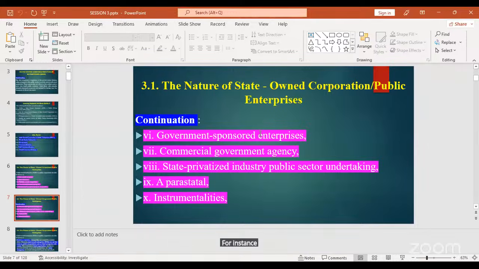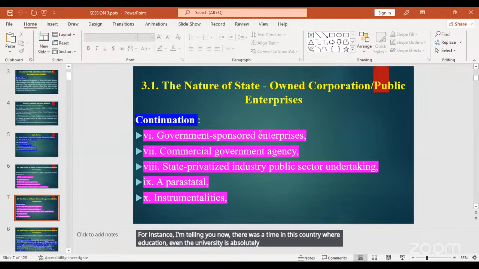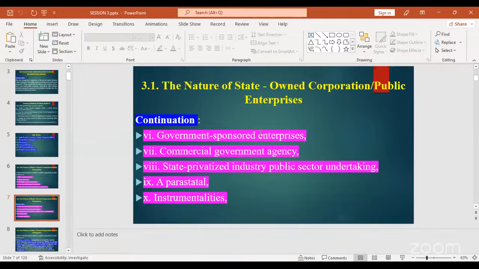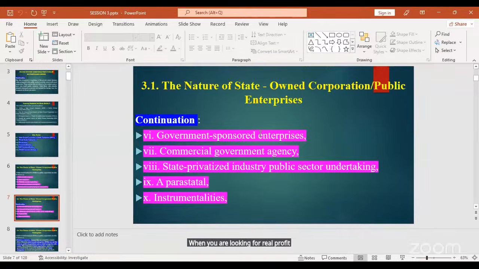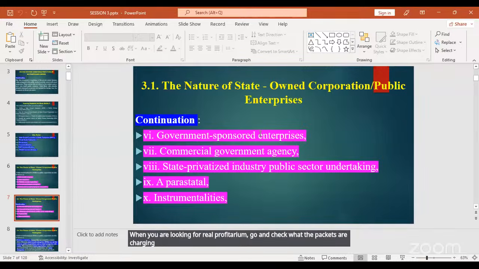For instance, there was a time in this country when education, even the university, was absolutely free. But now you are paying school fees. You can say, well, it has been commercialized. Yes, because now they have to provide electricity. They have to put so many things in place, whereby some little money that comes in can be used to augment. It's not for profiteering. When you are looking for real profiteering, go and check what the privates are charging for what they do. So today you see departments, you see some agencies.